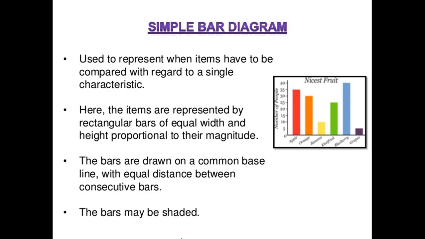Simple bar diagram. What is a simple bar diagram? It is used to represent data when items have to be compared with regard to a single characteristic. Here the items are represented by rectangular bars of equal width and height proportional to their magnitude. The bars are drawn on a common baseline with equal distance between consecutive bars. The bars may be shaded.